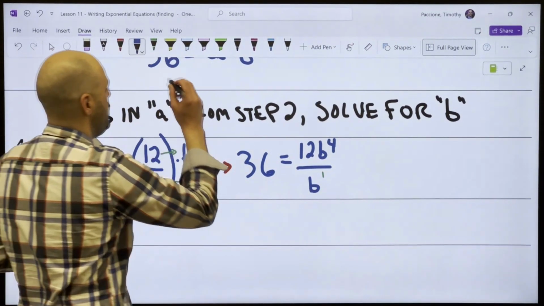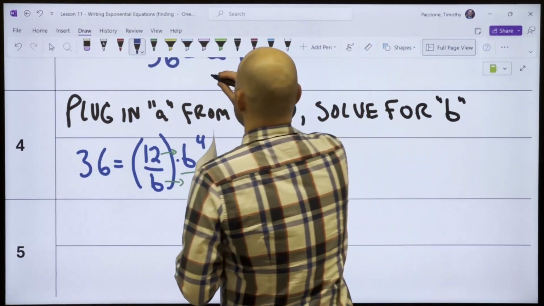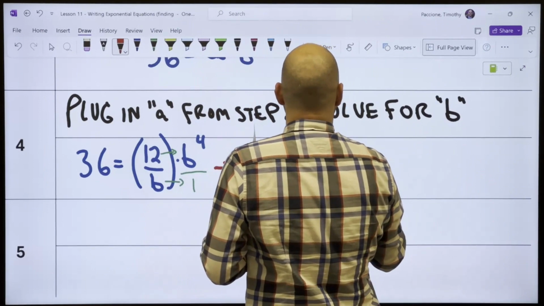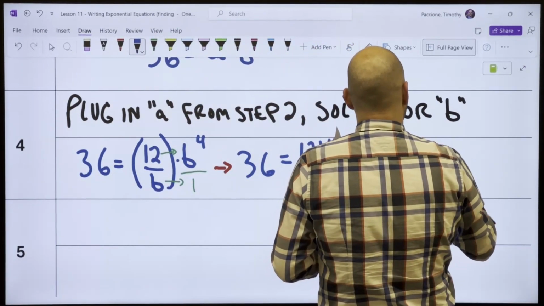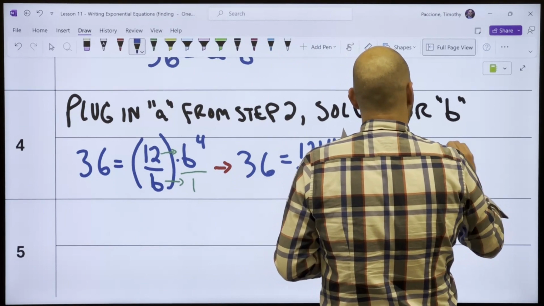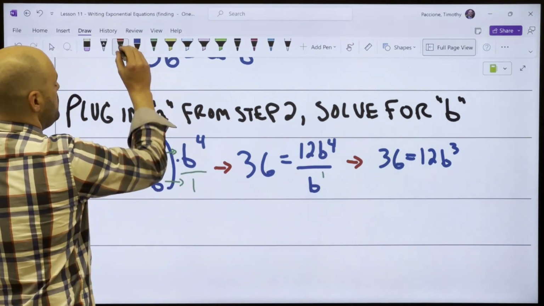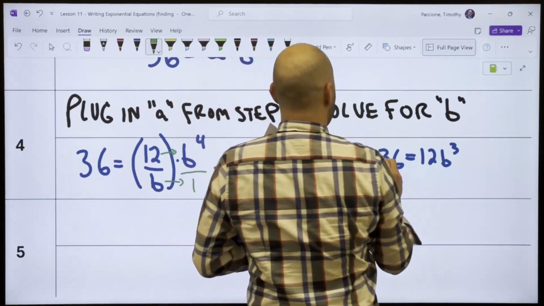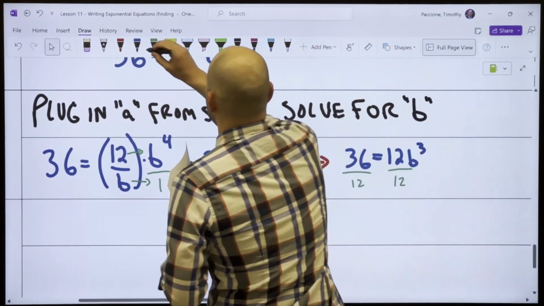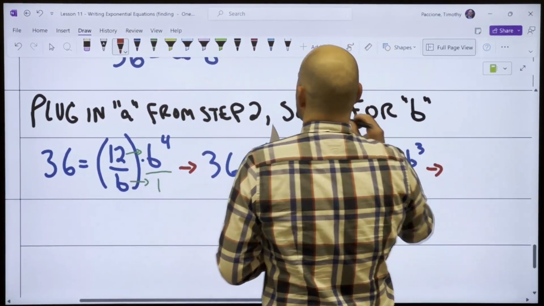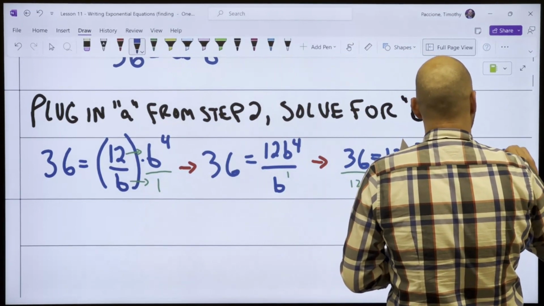It sure does, because that's b to the 4th over b to the 1. See, all our skills are coming into play here, right? So that's just 36 equals 12b to the 3. And y'all know how to solve this, right? So what would I do first? Divide by 12, divide by 12. I get 3 equals b to the 3rd.